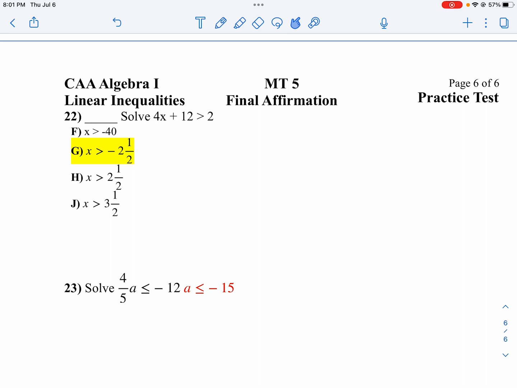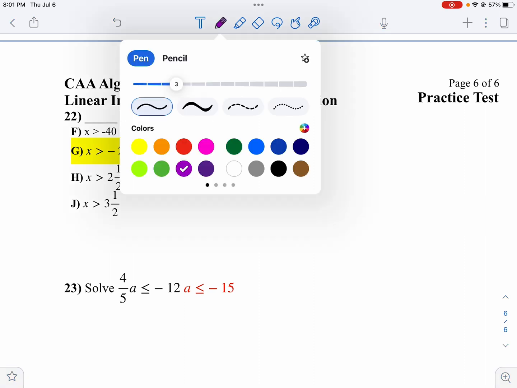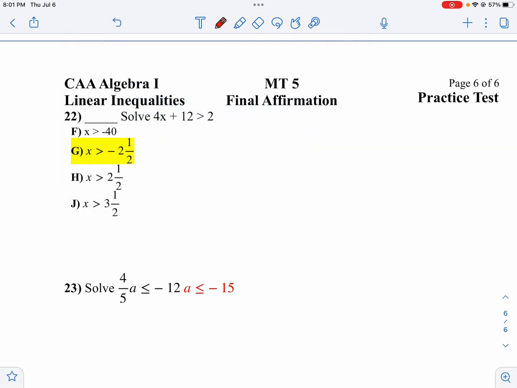Number 22, we want to solve this inequality. So let's minus 12 from both sides. So then we'll get 4x is less than negative 10. Divide by 4. So x is greater than, I can divide by 2, so I get negative 5 over 2. Negative 5 over 2 is the same thing as negative 2.5. So our correct answer is G on this one.